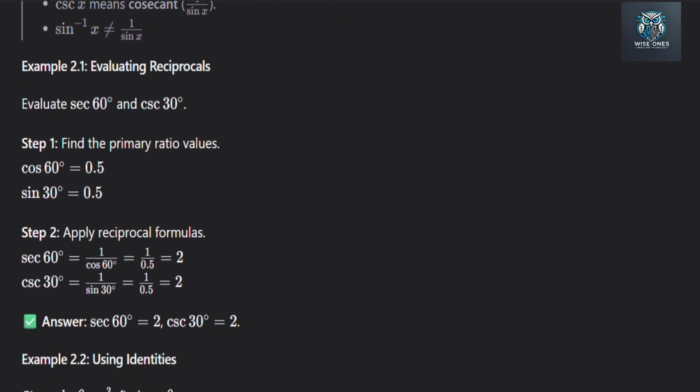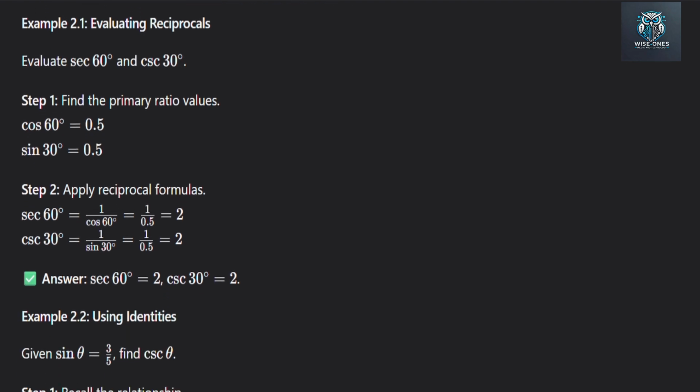I know it is confusing because of the notation, but just remember, CSC is reciprocal. Sine inverse is angle. Let us look at example 2.1. Evaluating reciprocals. The question is, evaluate sec 60 degrees and CSC 30 degrees. Step 1. Find the primary ratio values. Secant is related to cosine, so we need cosine 60 degrees.